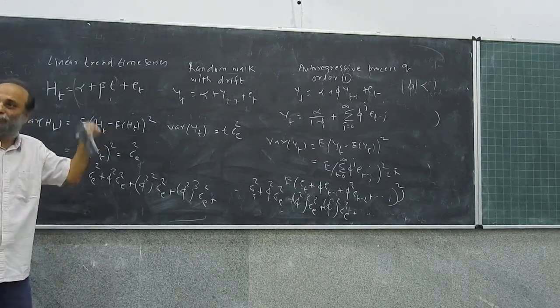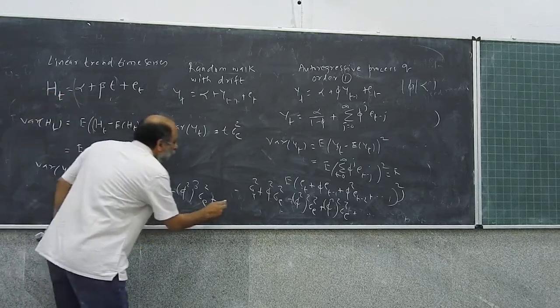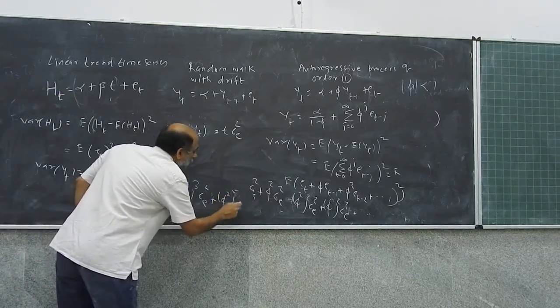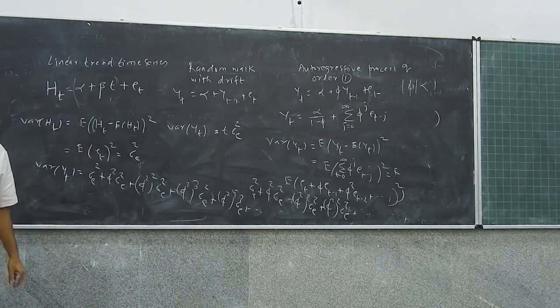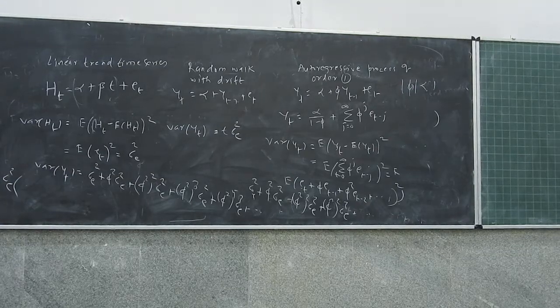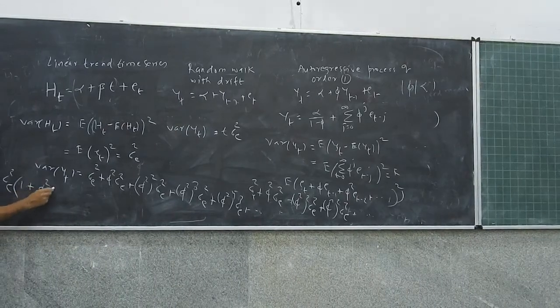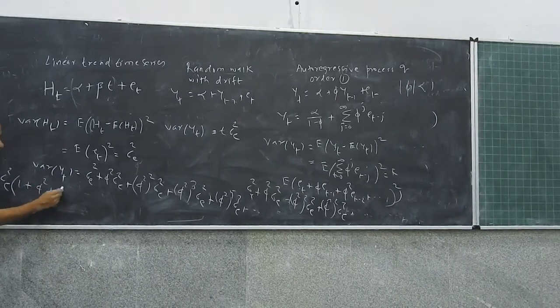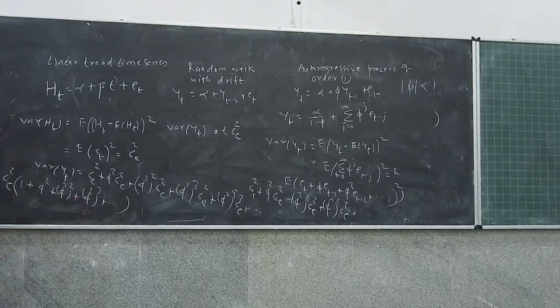Phi cube square is the same as phi square cube. Phi cube square is the same as phi square plus phi square raised to 4 sigma square e and so on. Now if I take sigma square e out common, what will this be equal to? Sigma square e times 1 plus phi square plus phi square square plus phi square cube and so on.